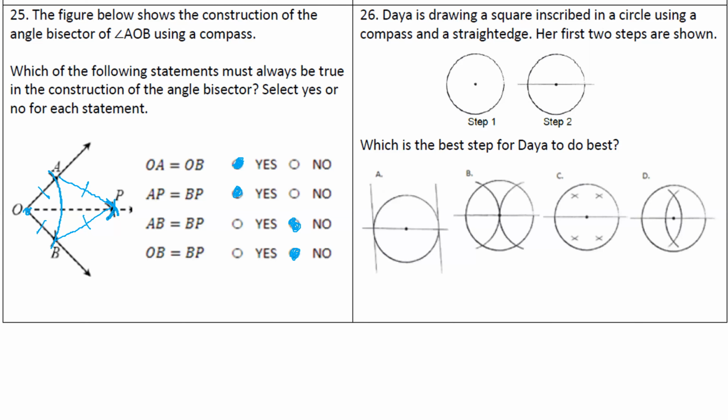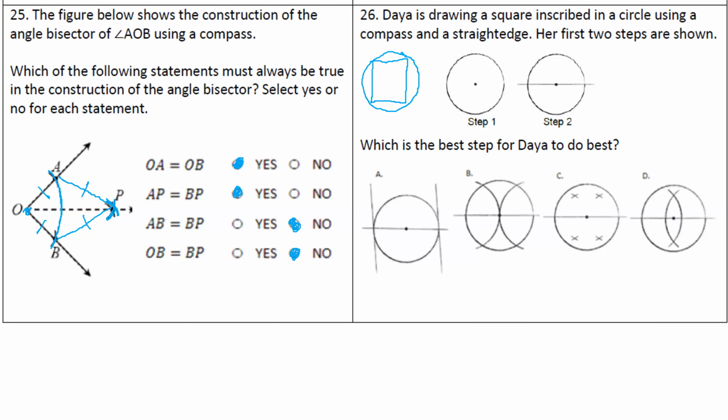All right, 26. It says that she's drawing a square inscribed into a circle using a compass and a straight edge. So what does that mean? We should have something in the end that looks like this. Now, does it have to face that direction? No. So which one of these could give us something that looks like that?